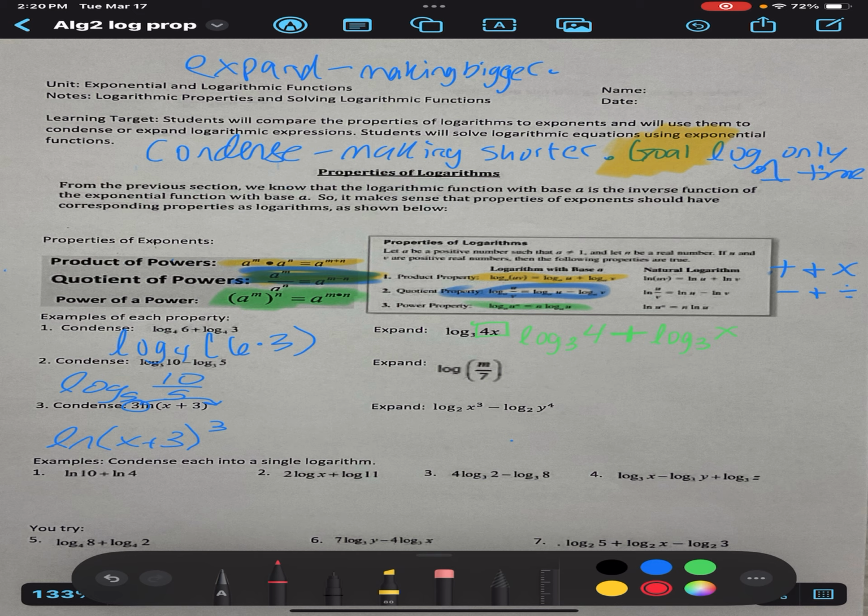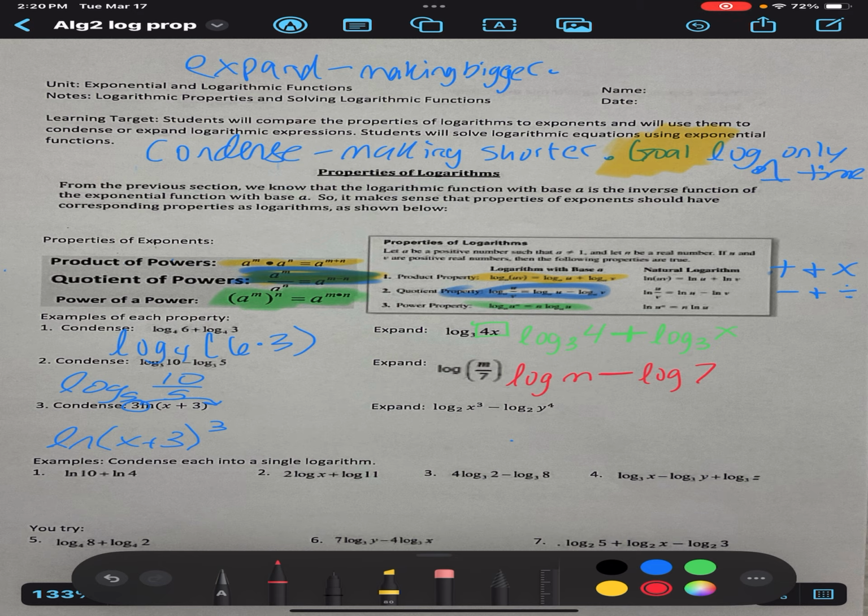Now, I have log m divided by 7. Each thing, log m, log 7, gets its own individual log with division. It's subtraction. So notice, I am never writing the same operation that I see. I'm not writing m divided by log 7. You will never write what you see. It always has to be what it is paired with.